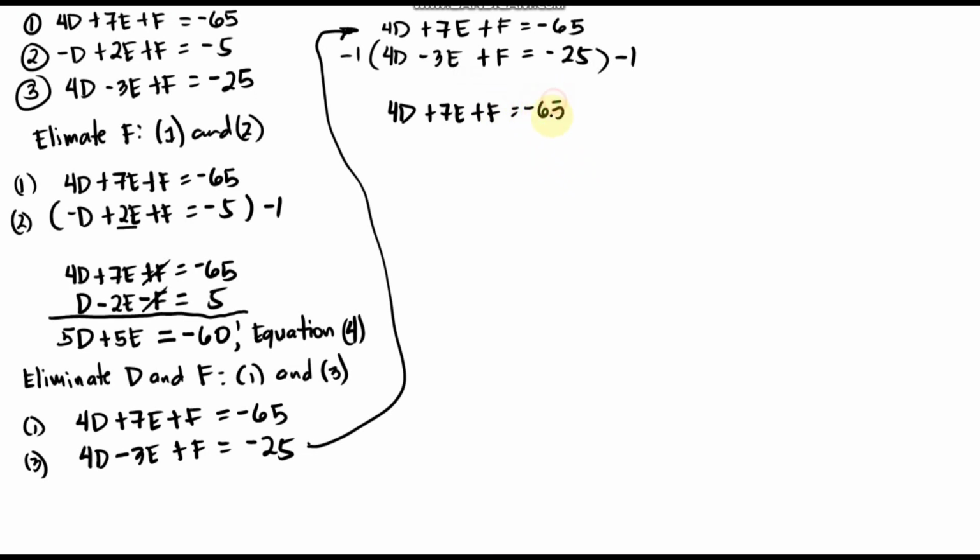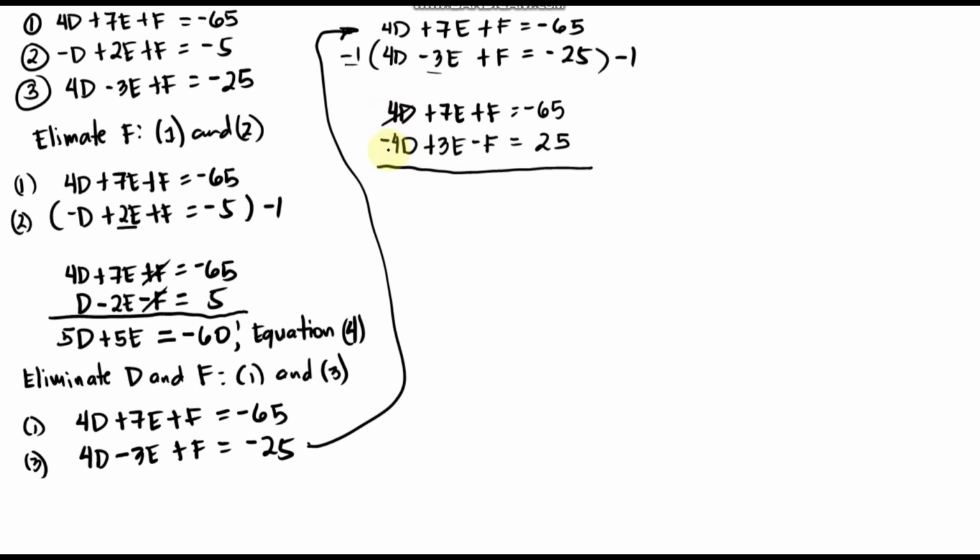So ang result, so 4d, equation 1 ito, plus 7e plus f equals negative 65. Then multiply natin negative 1 times 4d, that is negative 4d. Negative 1 times negative 3e, that is positive 3e. Next, negative 1 times f, so that is negative f equals negative 1 times negative 25, that is positive 25.